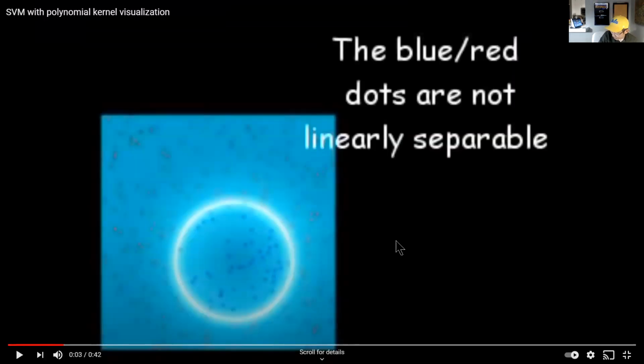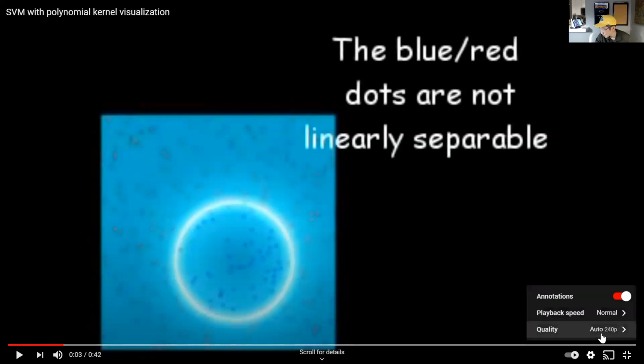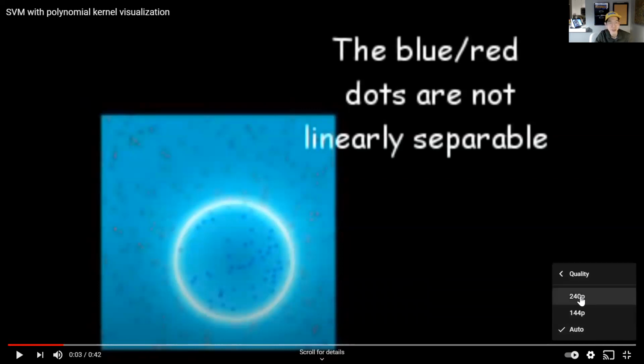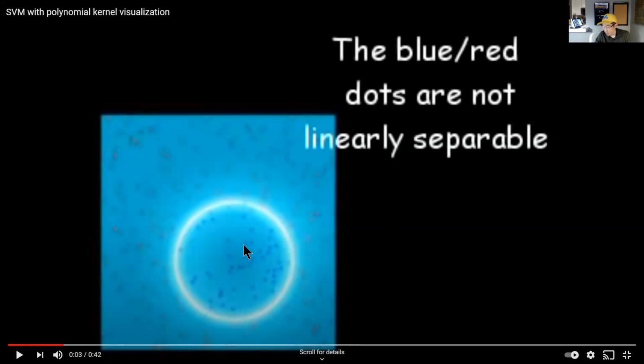All right. So this video was created in 2007, back when the highest quality was like 240p or something. Unfortunately, it's very blurry, but I don't know if you can see there are blue dots here in a circle and red dots all around outside, okay? And we cannot separate them with just one straight line boundary. We need some kind of round boundary here.